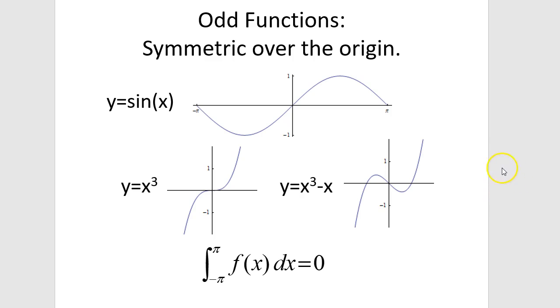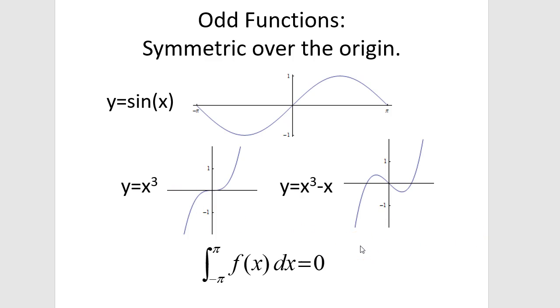Okay, now the odd functions, symmetric over the origin. So odd functions are what we call symmetric over the origin. As I said earlier, if it goes up as you go right, it should go down as you go left. If it goes down as you go right, it should go up as you go left. And some examples of such functions are shown here.